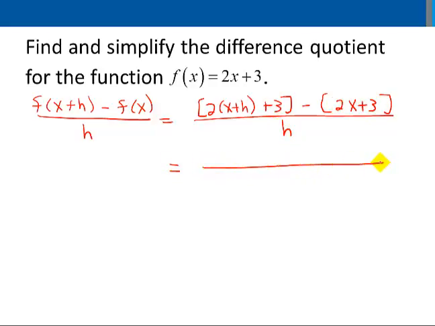To begin simplifying, we'll distribute the 2 through the x plus h and have 2x plus 2h. Then the plus 3 minus 2x minus 3. And this is all over h. Notice that 2x minus 2x adds to 0. 3 minus 3 adds to 0. We're left with 2h over h, and that simplifies to give us a difference quotient of 2.